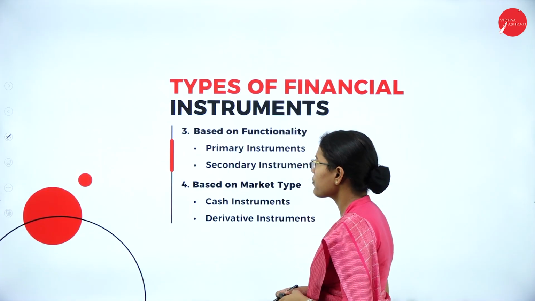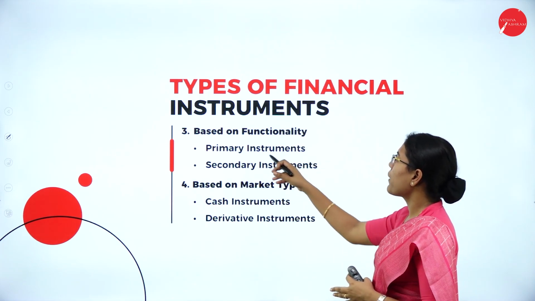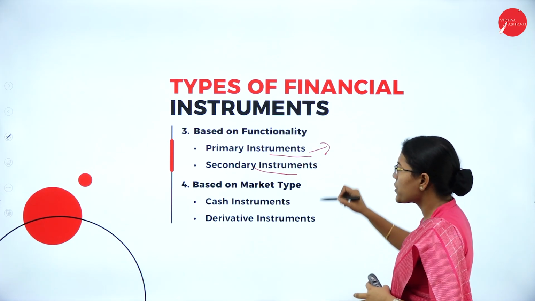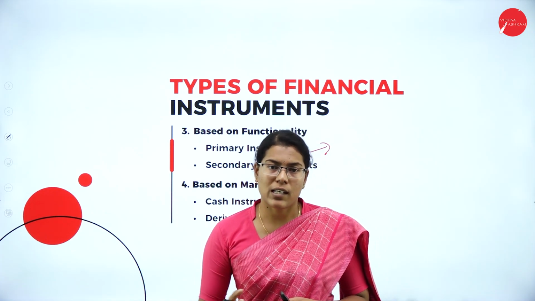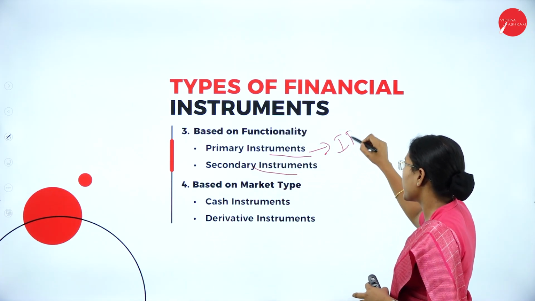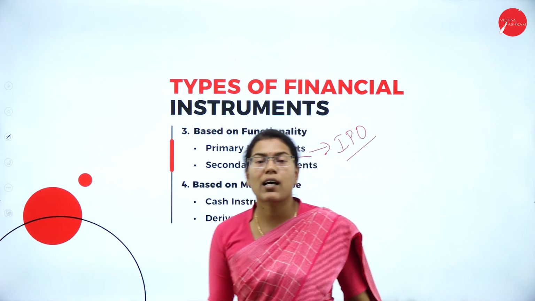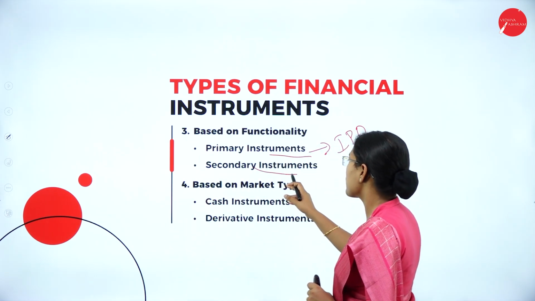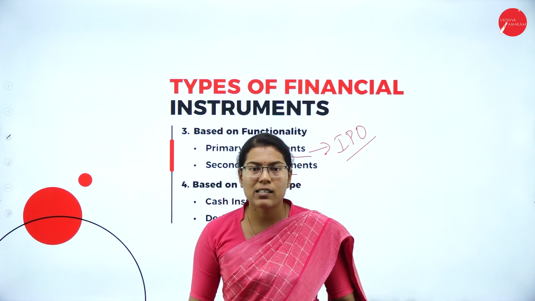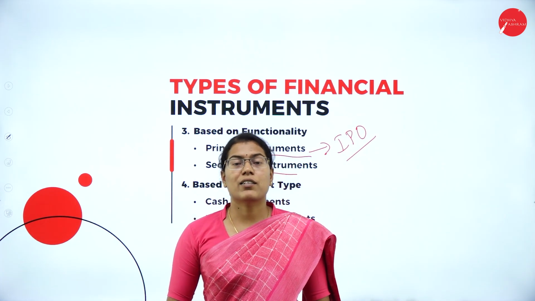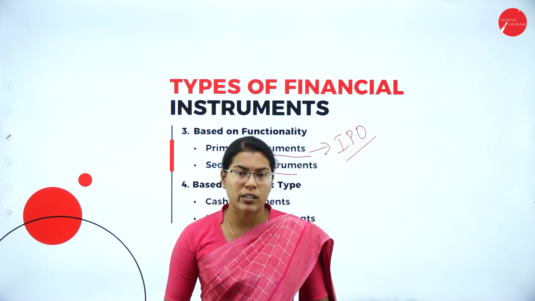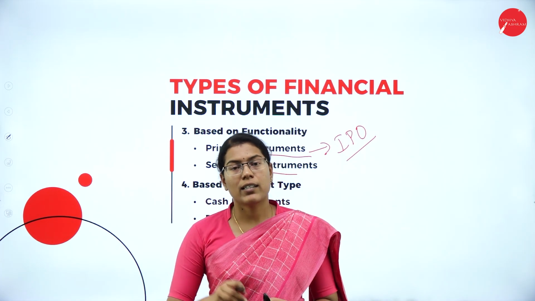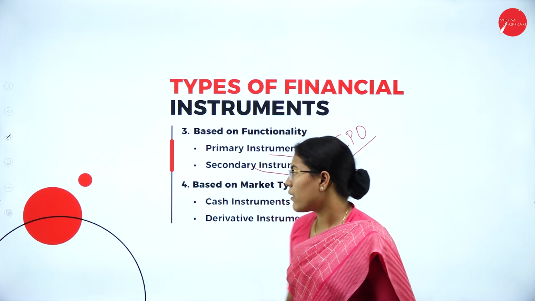Moving forward, based on functionality, we have primary instruments and secondary instruments. Primary instruments include those shares which are issued for the first time, for example, an IPO, that is initial public offering, where the shares are issued for the first time in the primary market. Secondary instruments are those already existing and listed in the stock exchanges, just like the shares of Infosys or L&T or Wipro that are traded. This includes stocks, bonds, currencies, derivatives, etc.